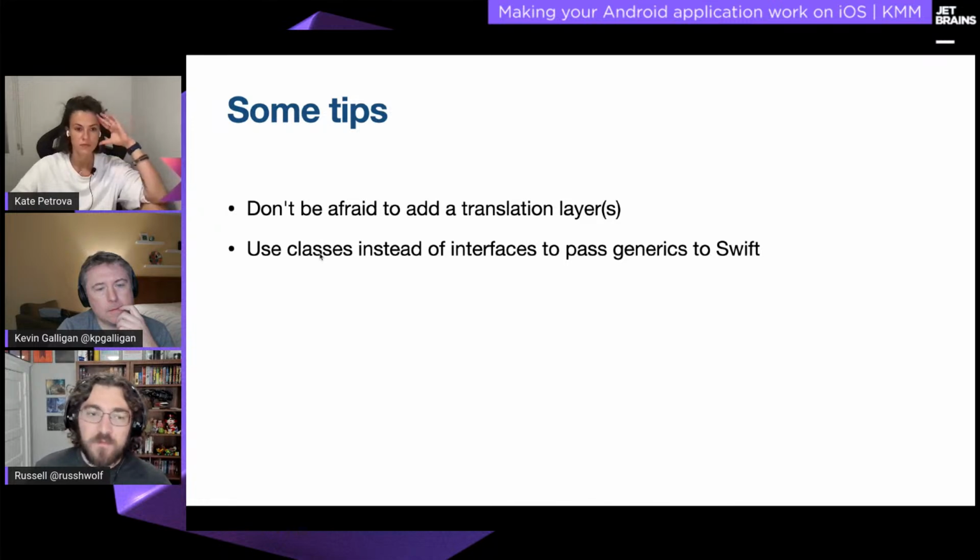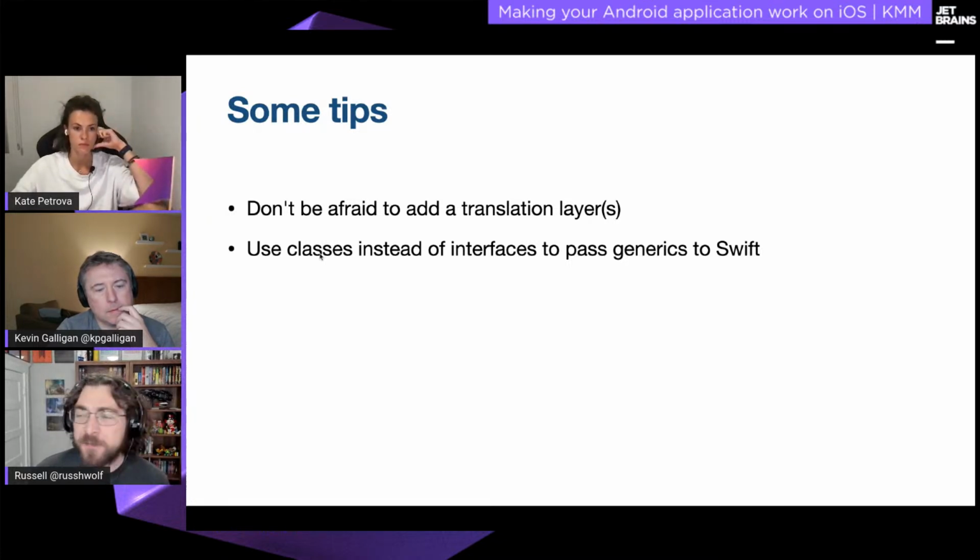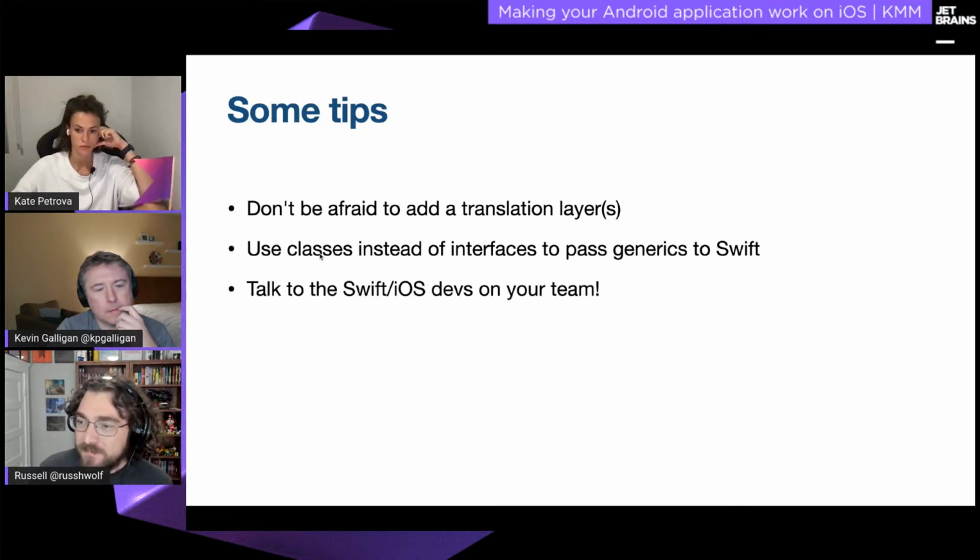Yeah, so I often don't like to change the shared code that much just to accommodate Swift, but one of the places where I often will is putting classes instead of interfaces at the language boundary. And make sure you're having a conversation with the Swift and iOS developers on your team so that you know you're actually giving them what they're looking for and that you're working together on it.